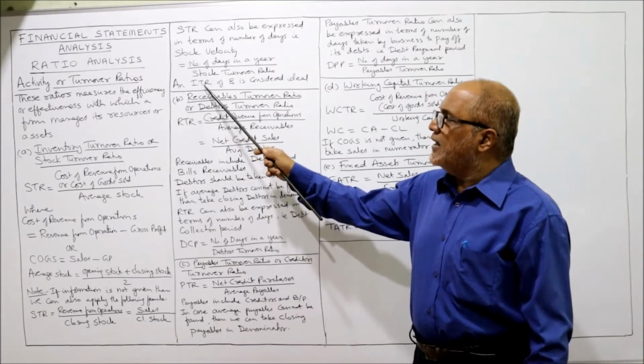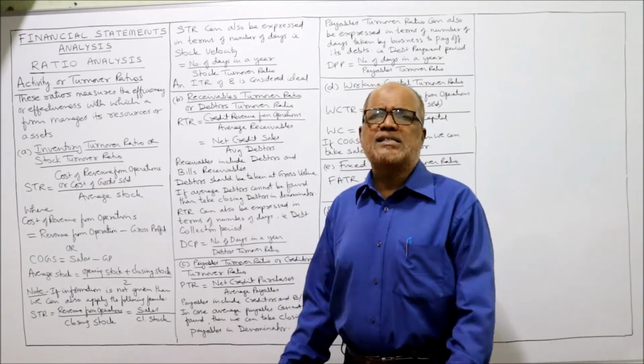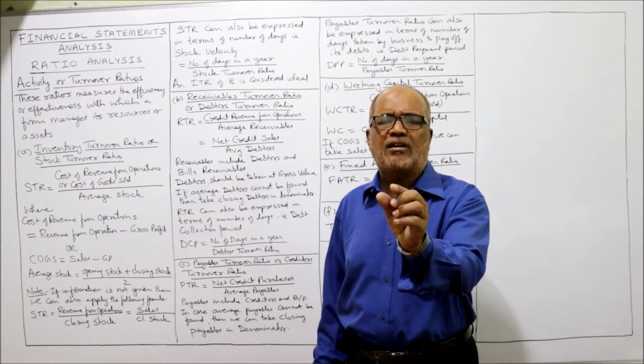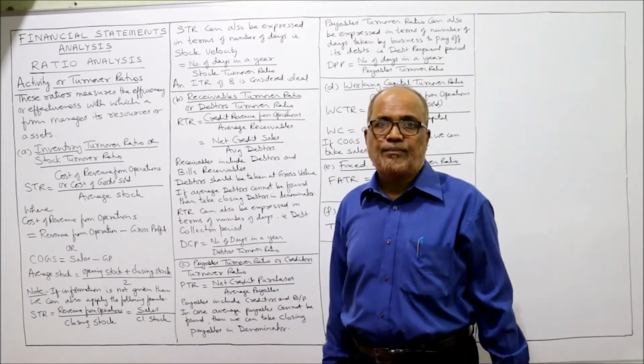Now, an inventory turnover ratio of 8 is considered ideal. Normally it is considered as 8. An inventory turnover ratio of 8 is ideal. If it is more than 8, it is very good.